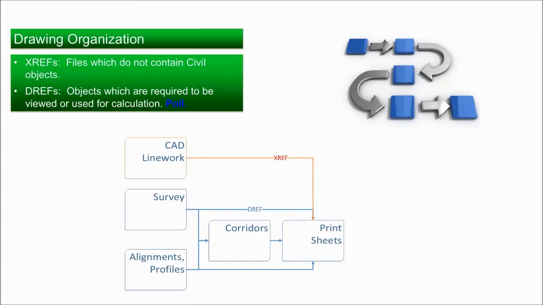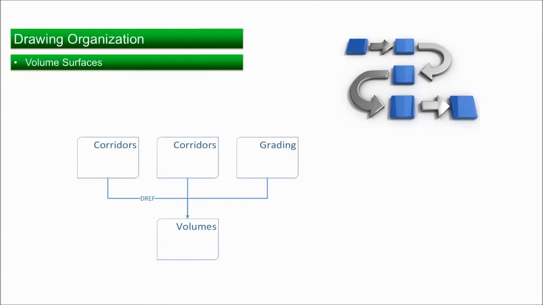You did know that corridors can be derefed now, did you not? Civil 3D 2017 allows data referencing corridors. So you can deref these things right into the print sheets. Sometimes you need to have multiple alignment sheets or multiple corridors or even multiple survey files. Depending on the size and complexity of your project, you may need to split up your files even more than what I've shown. The last couple of slides are just some generic organizational tips that I have, right?